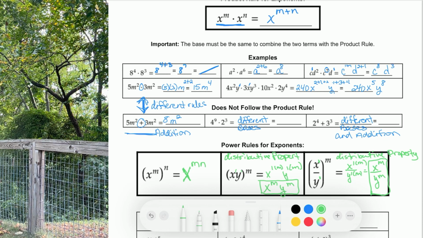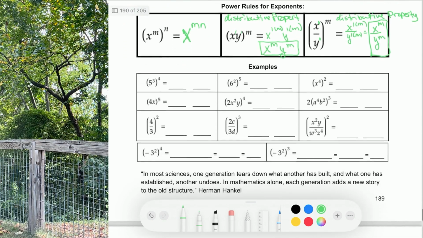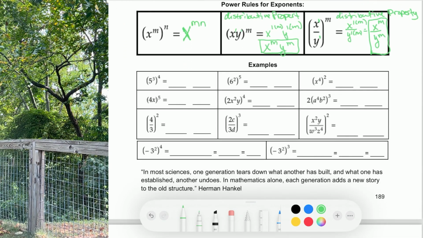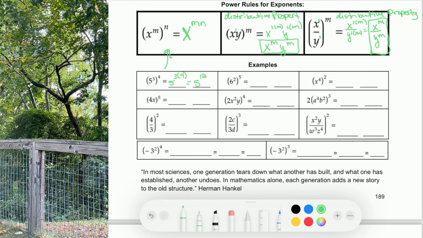All right, so let's look at a few examples of those. It's basically the same rule. It's just showing you 3 different versions that you may see that rule in your work. All right, so let's look at the first example. 5 to the power of 3 to the power of 4. So I'm going to write 5, and then I have 3 times 4. It fits this version right here. And then I get 5 to the power of 12 because I multiply that 3 times that 4.